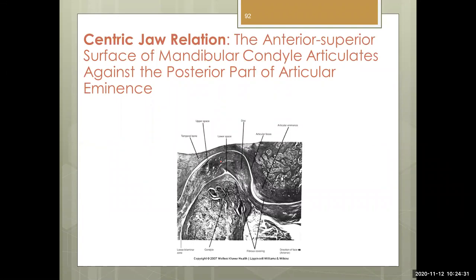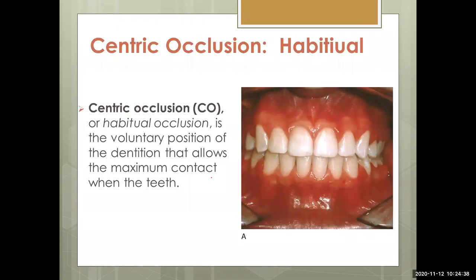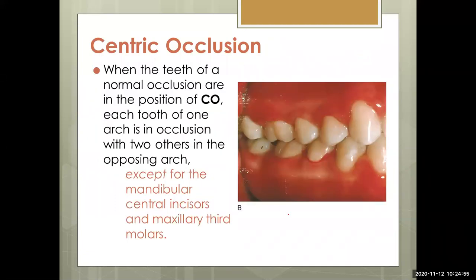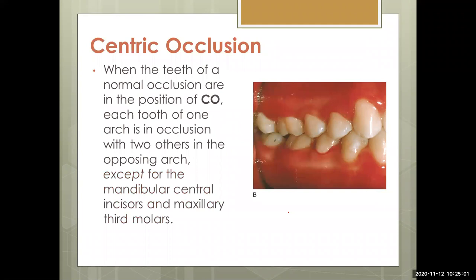And this is more of Mrs. Heberle's class for centric jaw relation, the most retruded and how the jaw is supposed to fit. I don't get into that. Centric occlusion, I guess, is also that habitual occlusion. How do your teeth want to meet? What does your jaw, what do all the muscles do to get you to bite together? Centric occlusion. Centric relation.